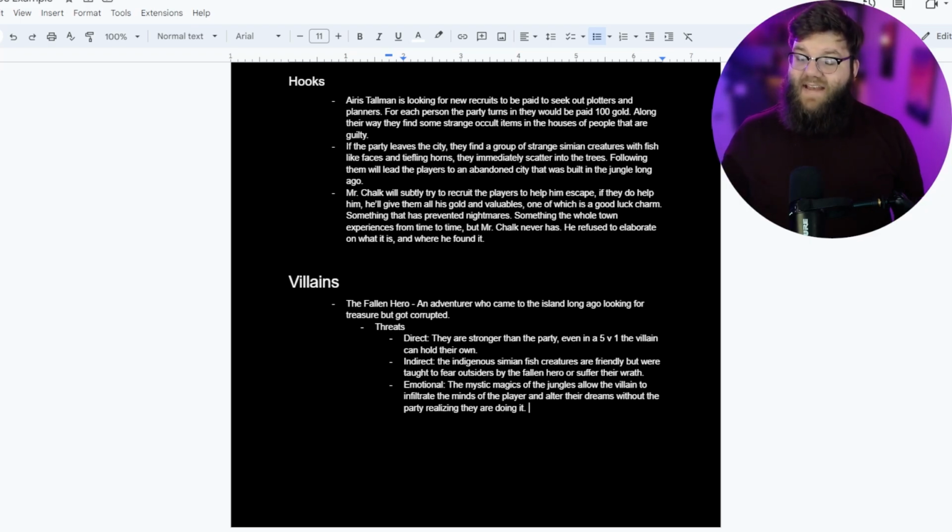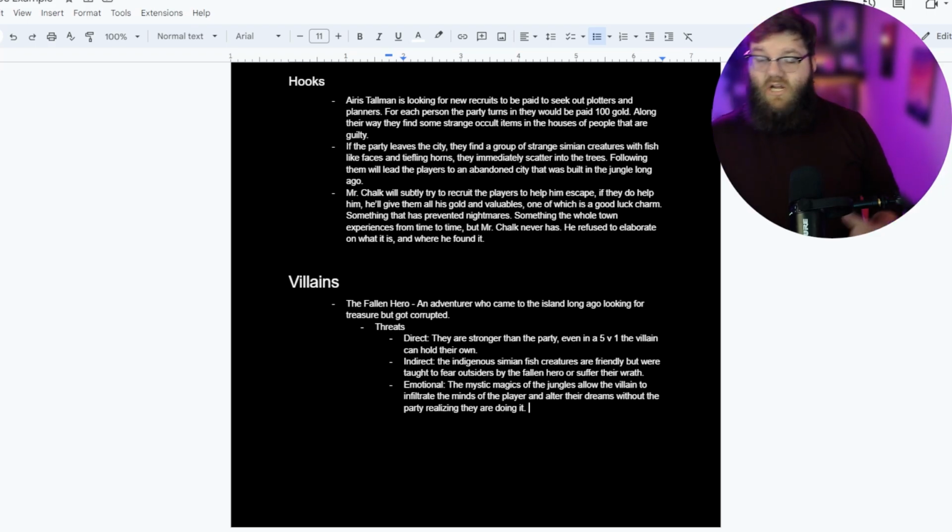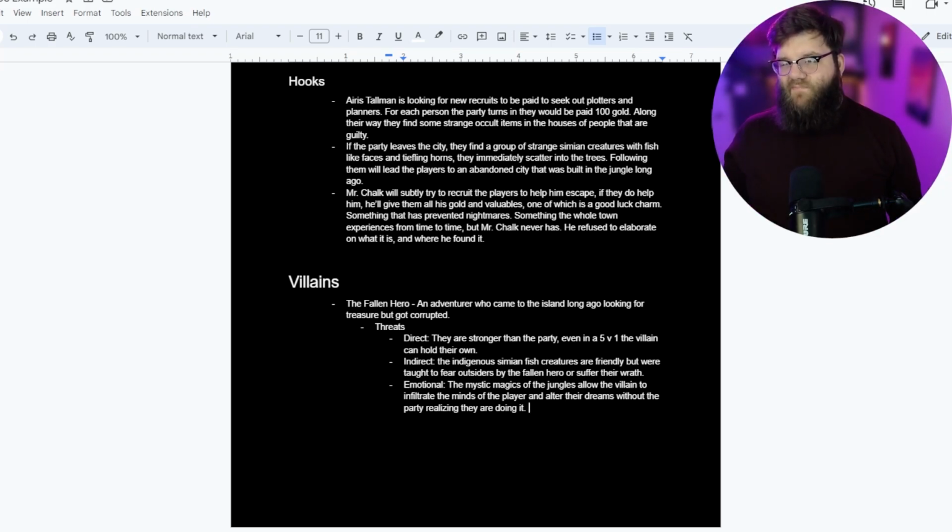On top of that, there is an indirect threat. As we talked about in the hooks before, the fallen hero has been manipulating the indigenous simian fish creatures that I talked about in the hook just up above, and threatens them that these outsiders are dangerous, and if you go and speak to them, if you make deals with them, I will punish you for it. So while these simian fish creatures want to be friendly, they could potentially get into trouble.